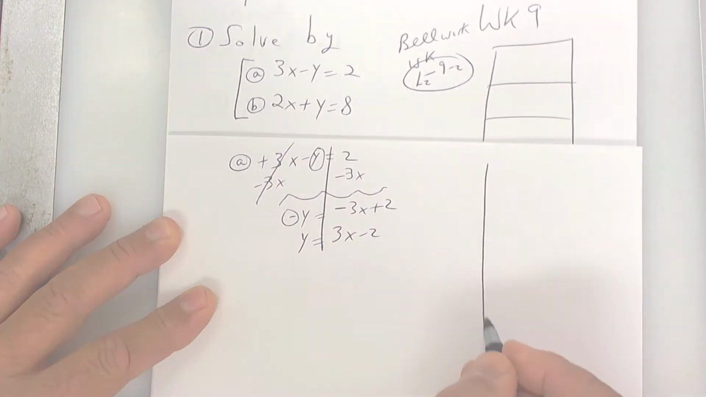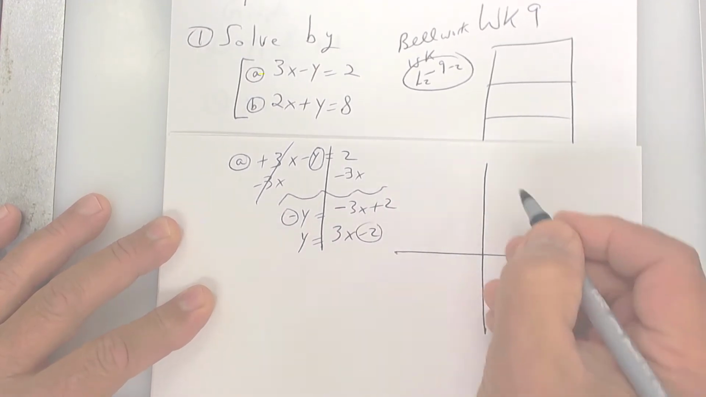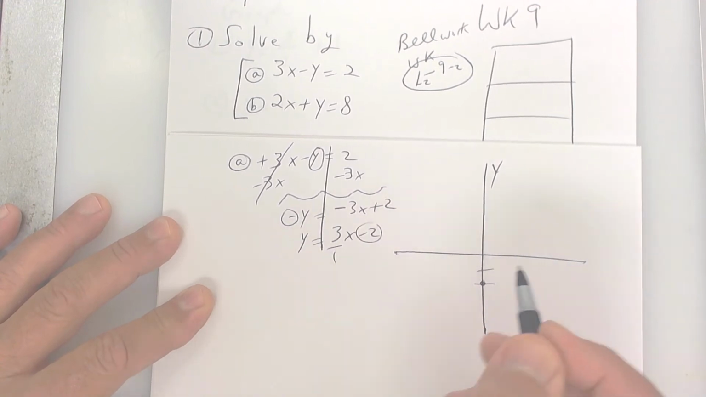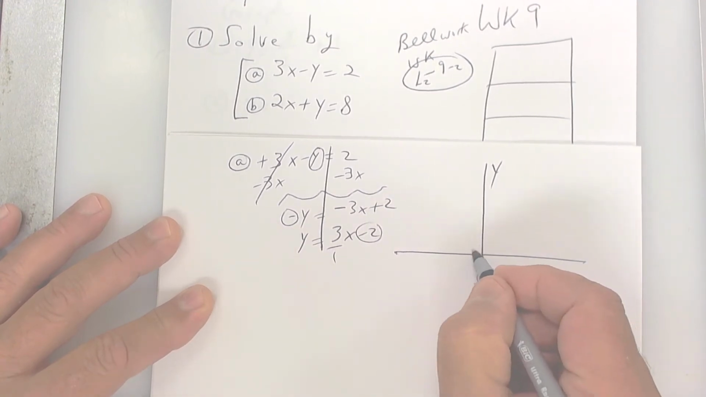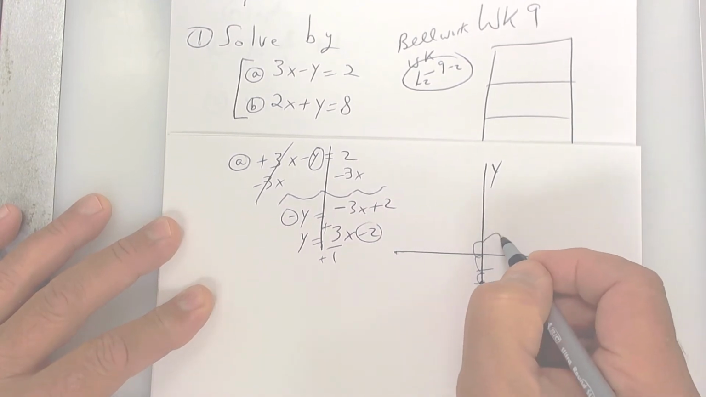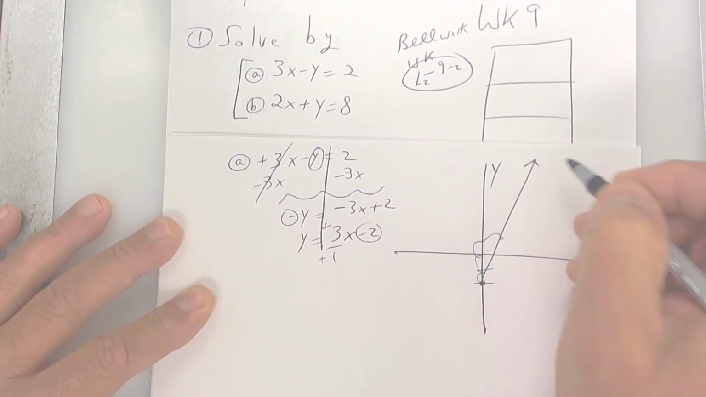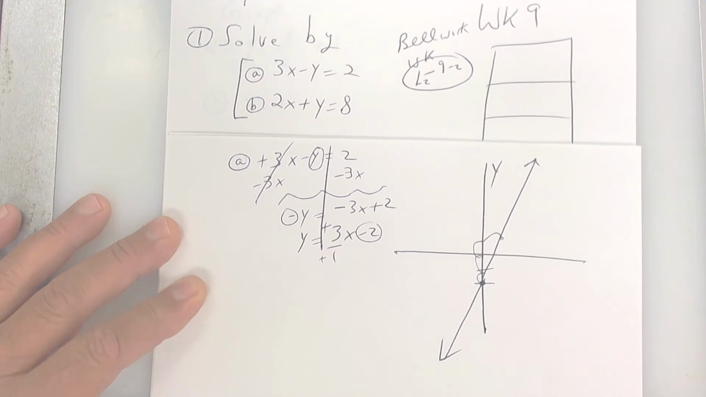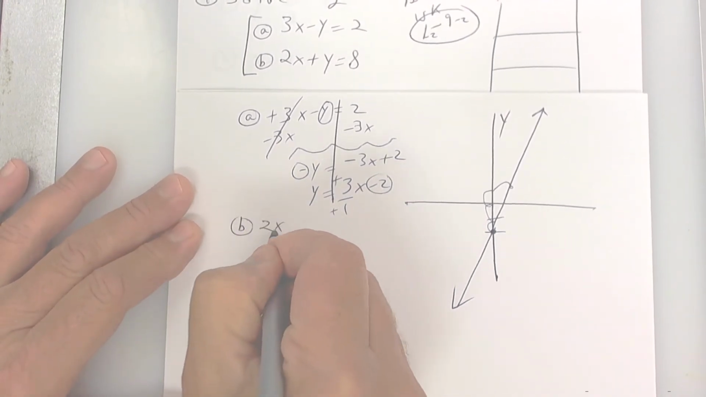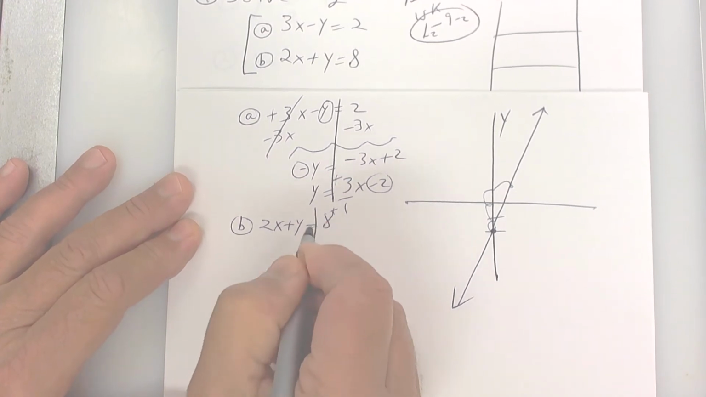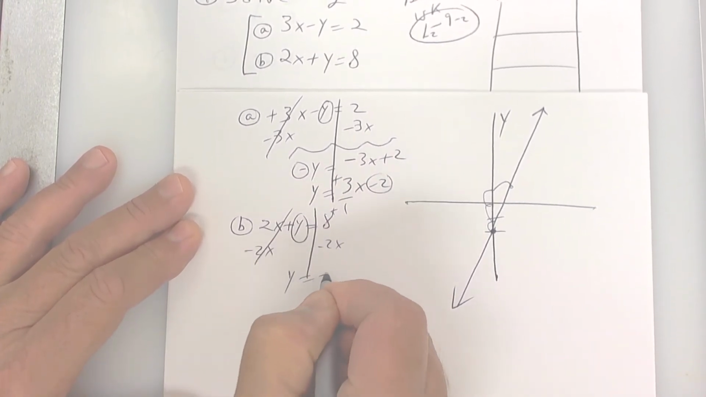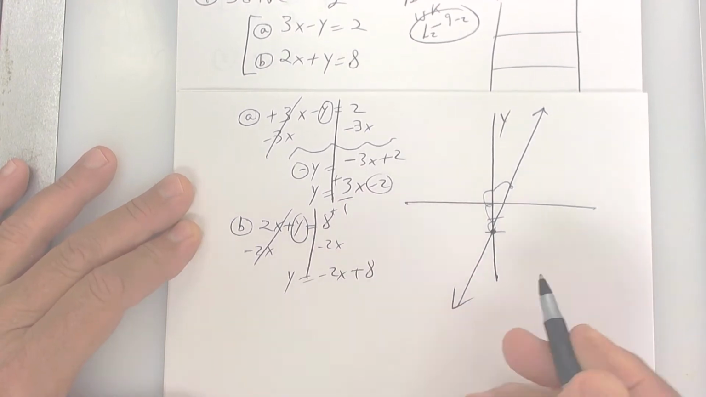Okay, so graph it. Your y-intercept is here, so you want to go down 2, and then your slope is up 3, 1, 2, 3, and then to the right 1. So your graph looks like this. Your next one, you want to do the same thing. So B, you want to subtract 2x from both sides. You want to go up 8.